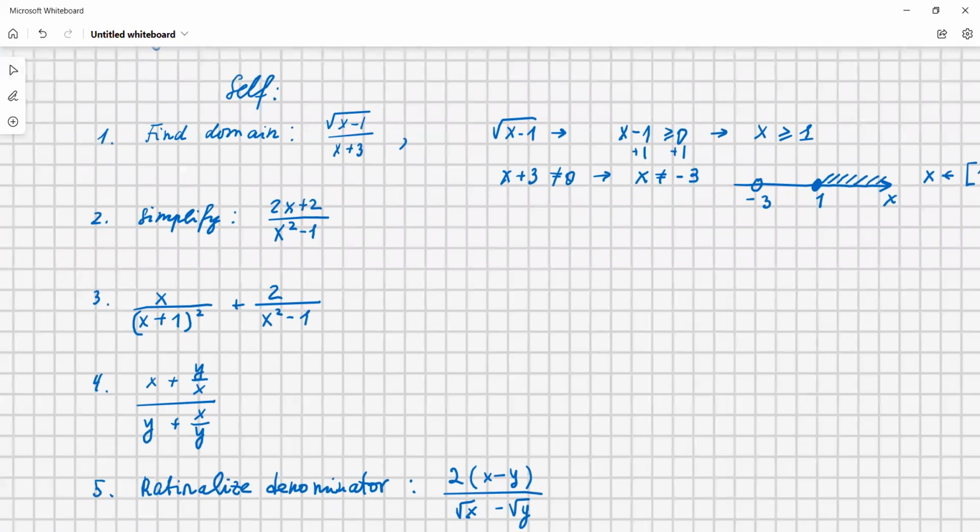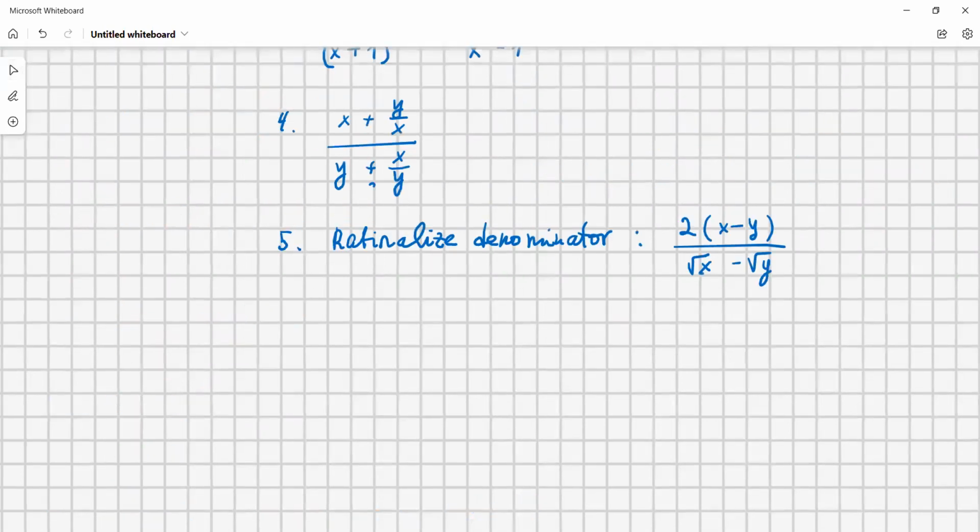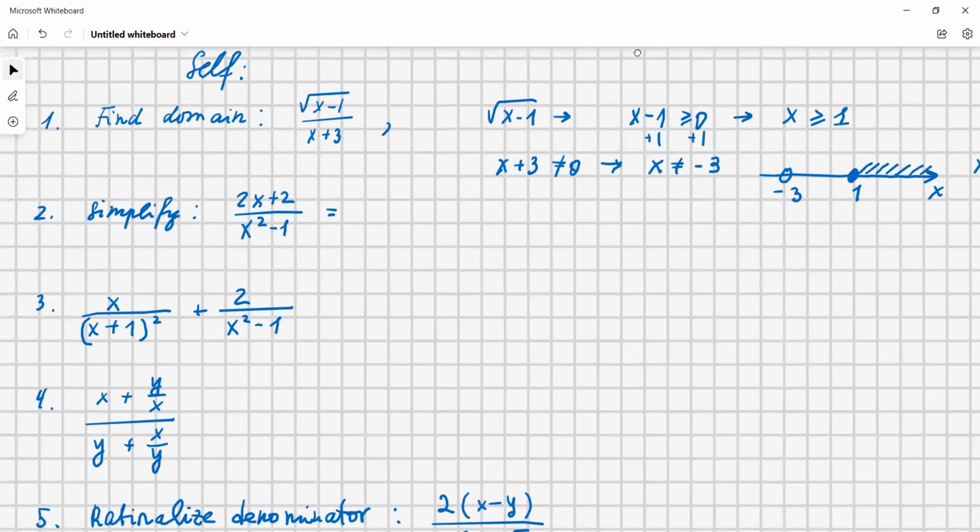Simplify expression. Okay, for the first in numerator, I'm going to factor out 2. It's a little bit strange that I have this arrow kind of looking like this. I don't know why whenever I'm touching it, it keeps moving. I'm trying not to touch it anymore.